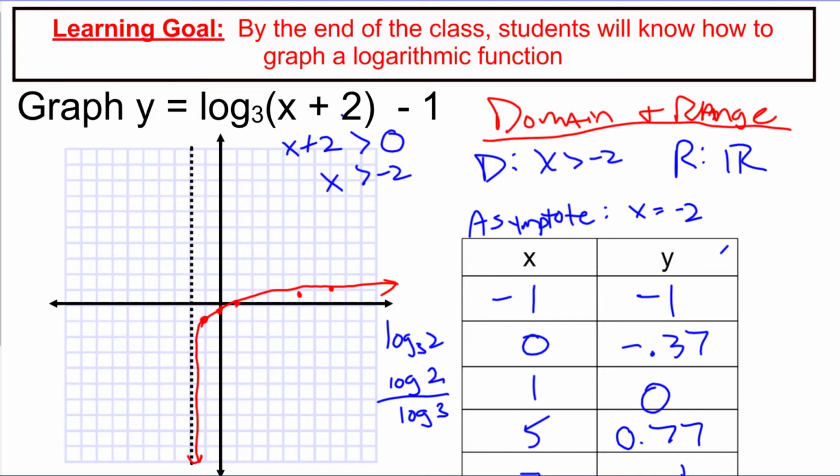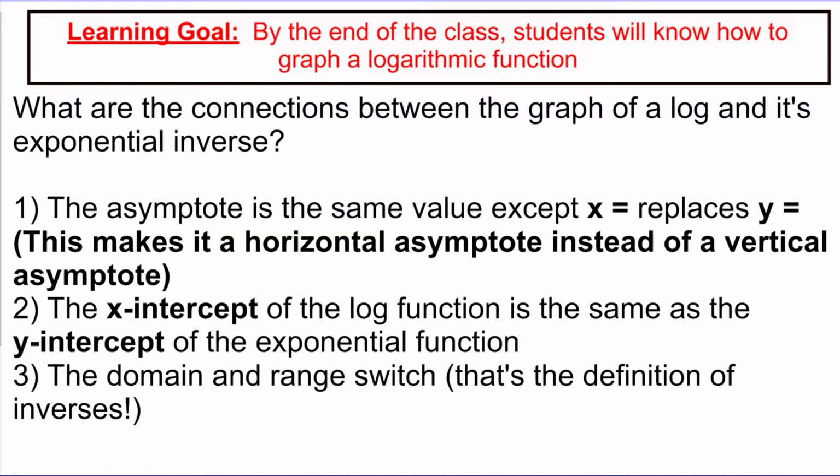Okay, so here are some of your connections that we just talked about. We said that logs and exponentials are inverses of each other, so that means that instead of the asymptote being y equals like it is for an exponential, now it's going to be x equals, which makes it a vertical asymptote instead of a horizontal asymptote. The y-intercept of the exponential becomes the x-intercept of the log, and the domain and the range for an exponential and a log that are inverses of each other will switch positions, because that's what the definition of inverse means. Switch x and y and then proceed from there. Okay, so you can answer lots of questions about logs.